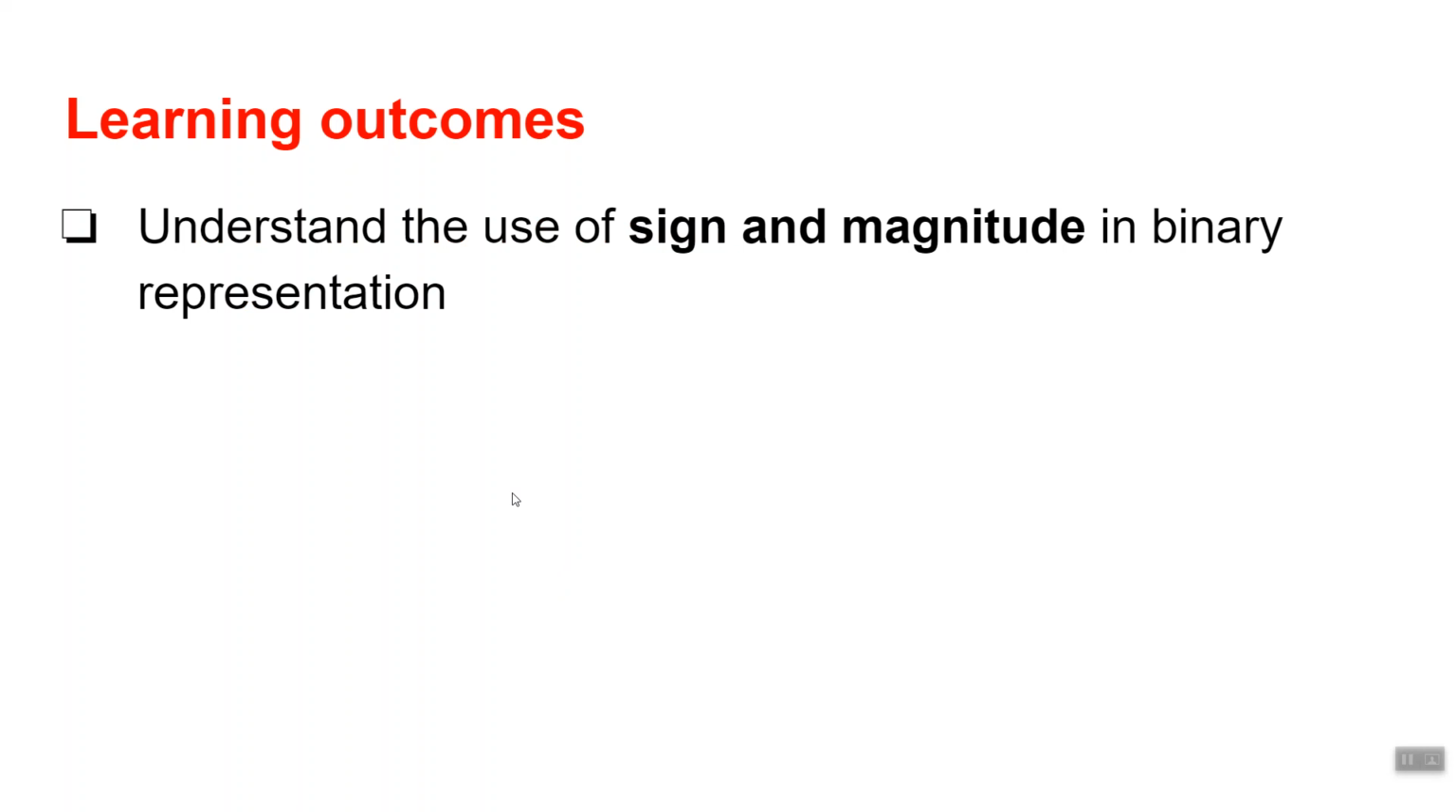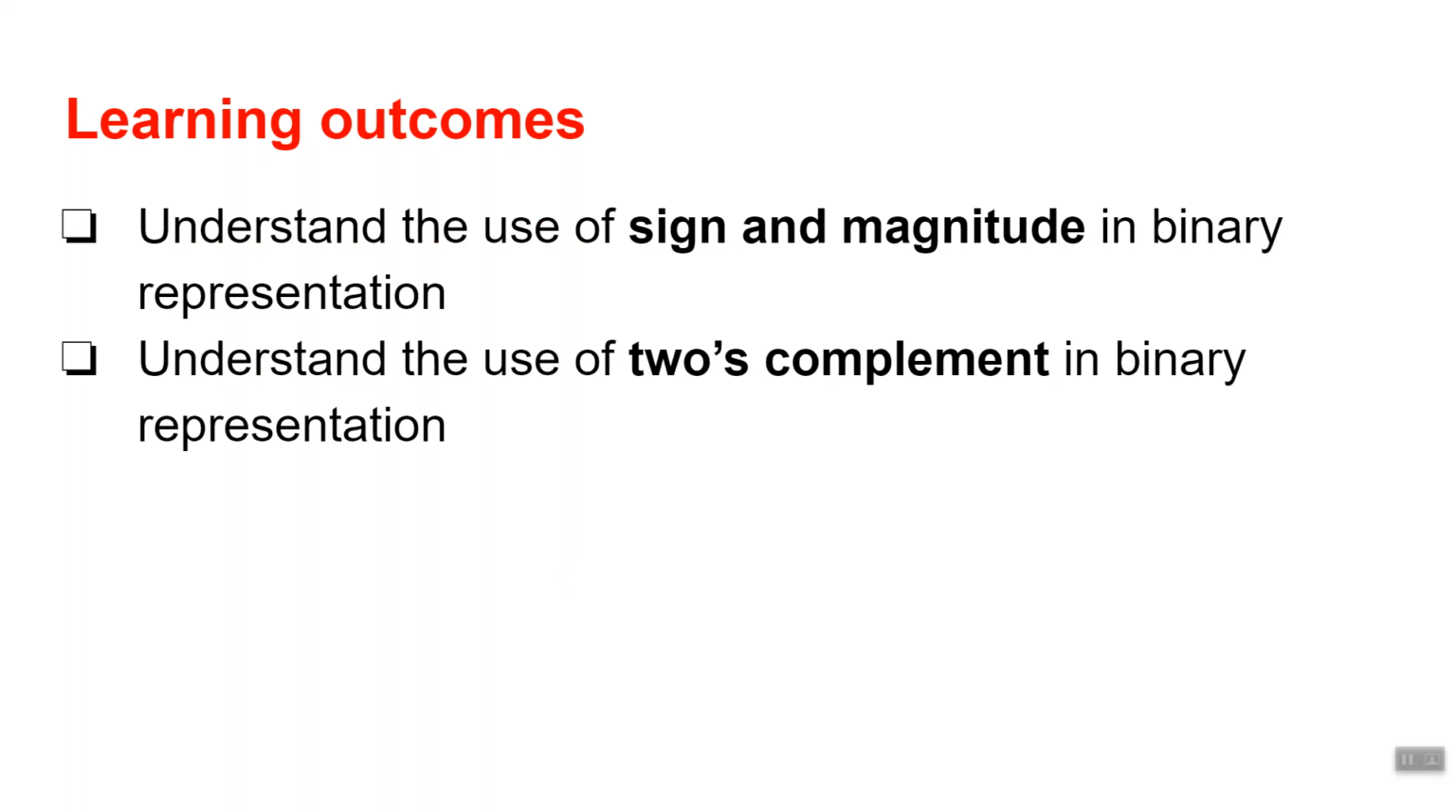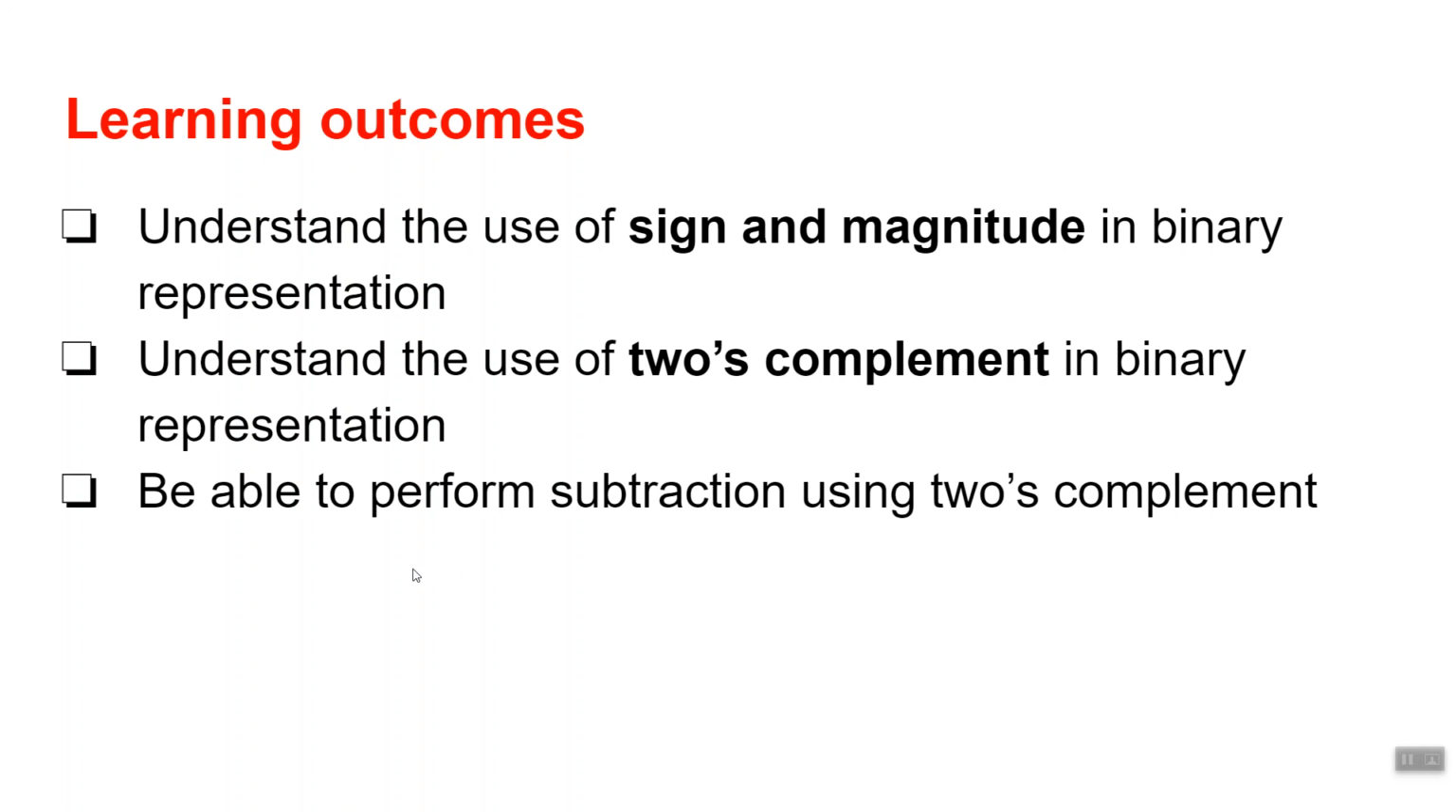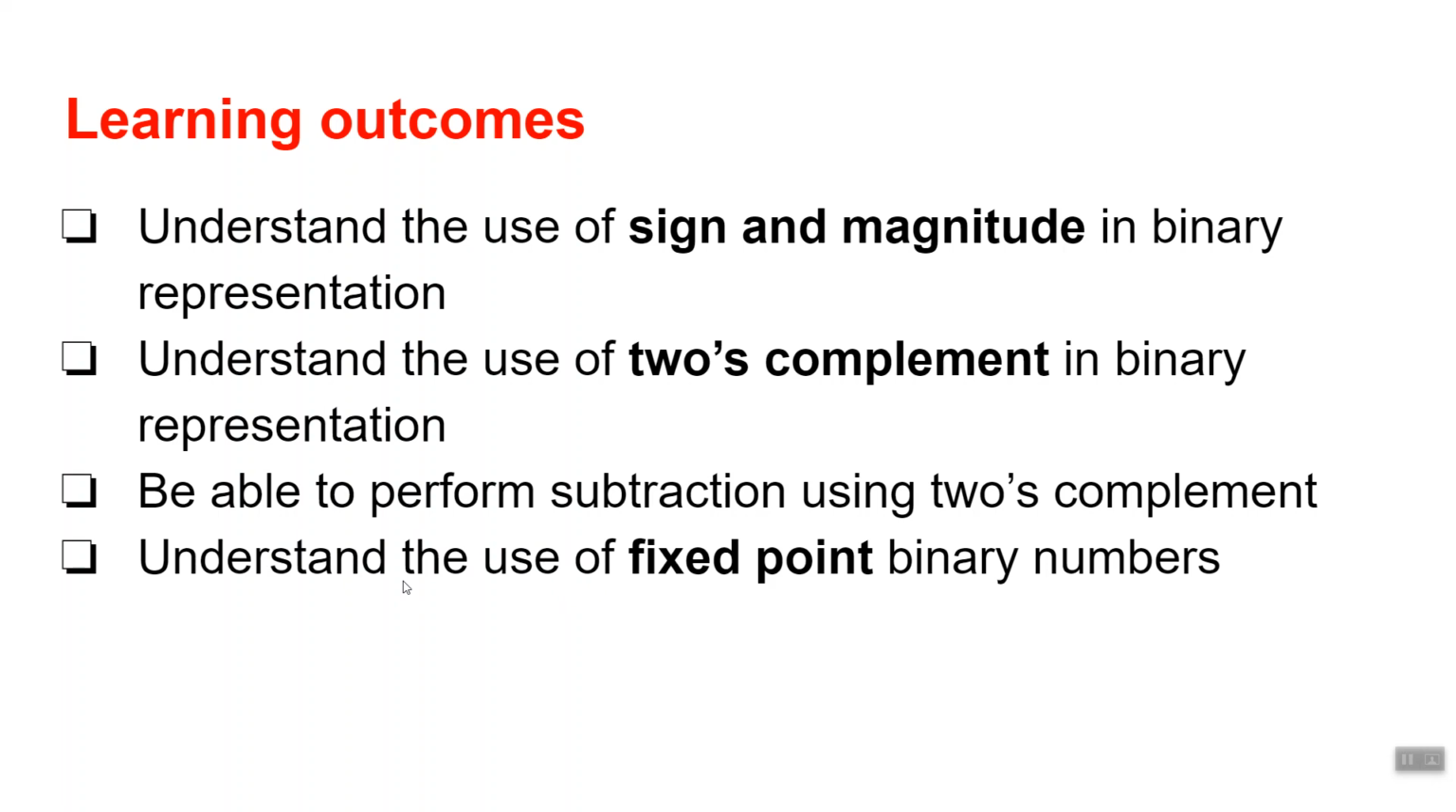So the outcomes from today, what we need to be able to do: several things. Understand the use of something called sign and magnitude in binary representation. We need to know about something called 2's complement as well. Again, two terms that you won't be familiar with. Don't worry, you will understand them by the end of this. Being able to perform subtraction using 2's complement. You may already be able to perform binary addition, but we need to look at how subtraction works. And finally, the use of something called fixed point in binary numeric representation as well. So this is what I'm hoping to cover.